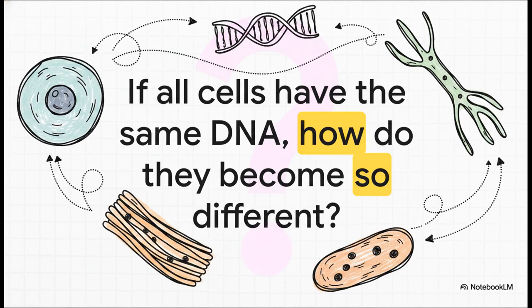And all of this brings us to one last, truly fascinating question. If a skin cell, a nerve cell, and a muscle cell all have the exact same DNA master plan inside them, how in the world do they end up looking and acting so completely different from each other? Well, that's a story for another time.